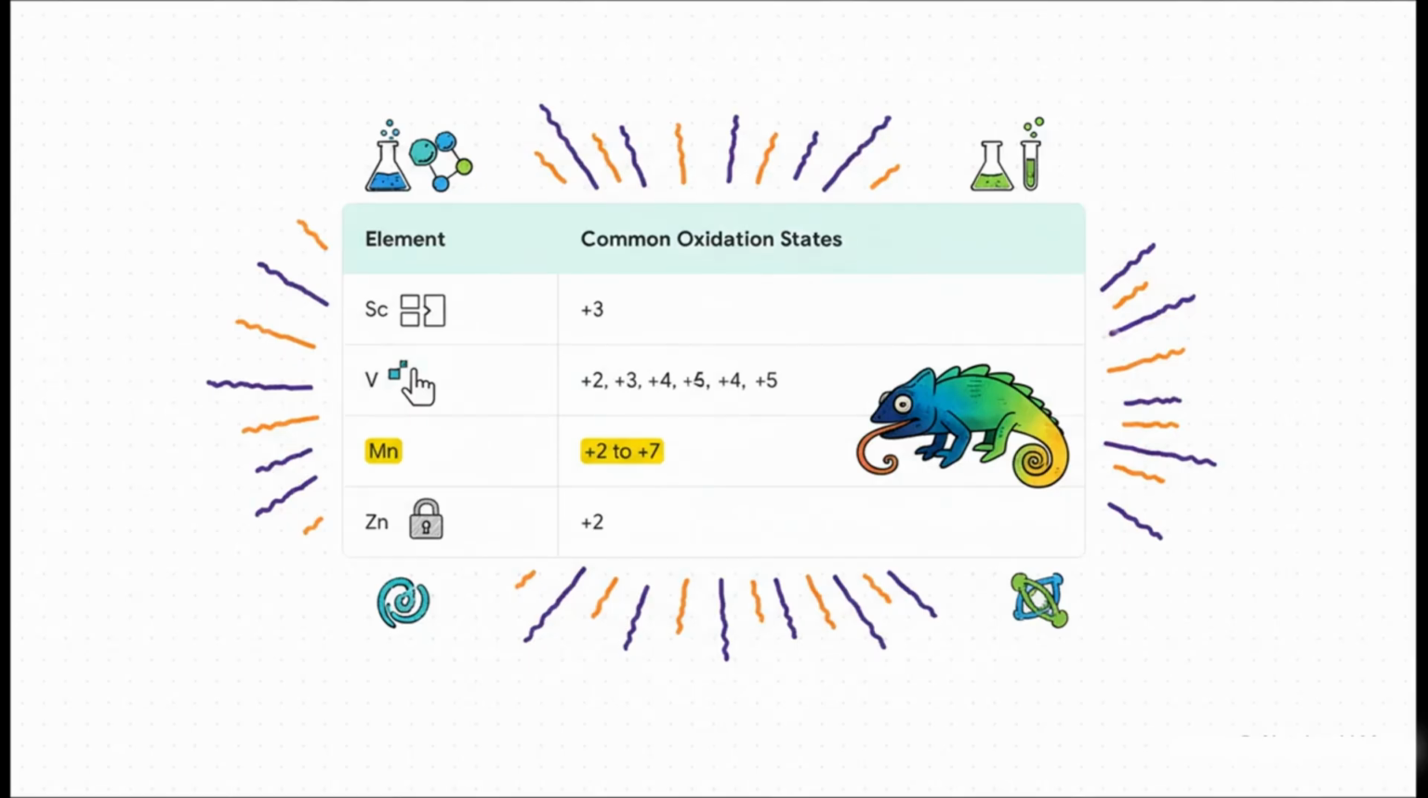And I mean, just look at this chart. While most elements are stuck with one or two choices, these transition metals are total chemical chameleons. And the absolute star of the show here is manganese, right in the middle. Look at that. It can have any oxidation state from +2 all the way up to a whopping +7.